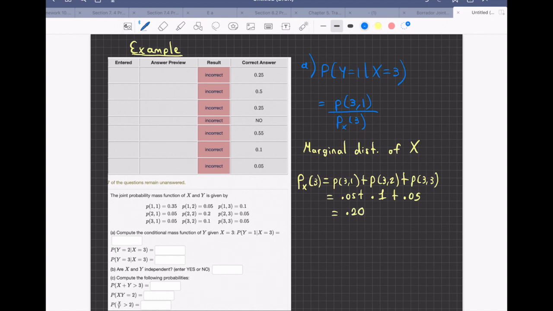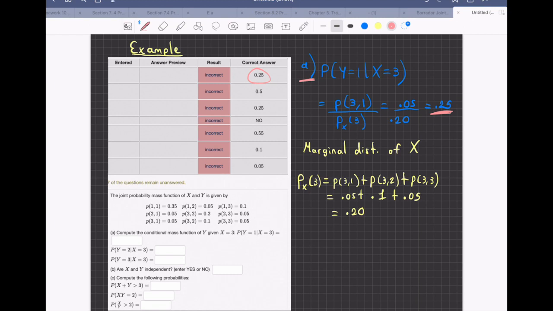So the answer above is the probability of (3, 1), which is 0.05, divided by 0.20. And if you compute this, you will realize it's equal to 0.25. So there you have the first answer for part A: 0.25.